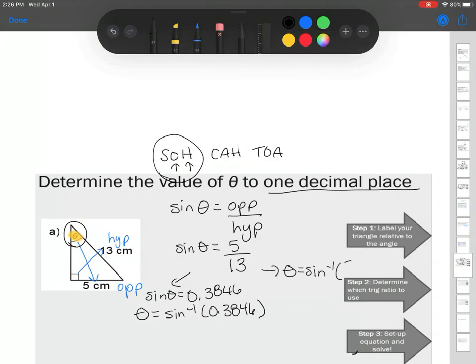Just need some more space there. 5 over 13. Okay, so you can certainly do that. And again, those of you that have a calculator that puts brackets in, that is an easy thing to do. You just have to close the brackets. It already does it for you. So a little bit less steps there if you're into that. Okay.